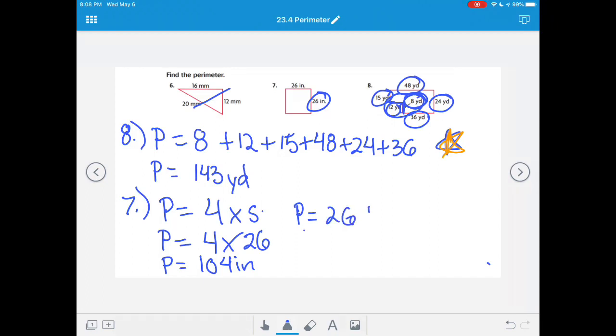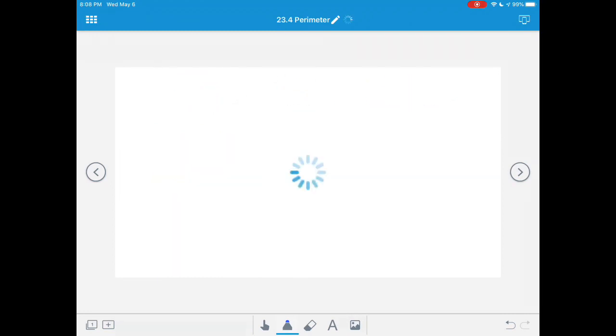Also, I'll show you, I could write that out, adding together all the side lengths. I know that the opposite side of the square is going to be the same. All the side lengths are the same. So that's how I get that, and that will also equal 104 inches.